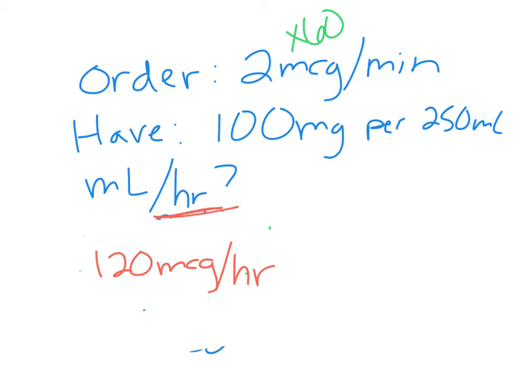Now I just need to get it into milliliters. Once again, that is simply a matter of putting it into our dosage formula. So taking what we have, 100 milligrams per 250 milliliters.